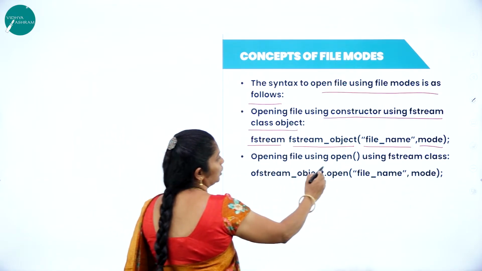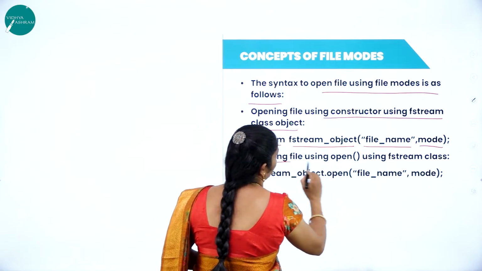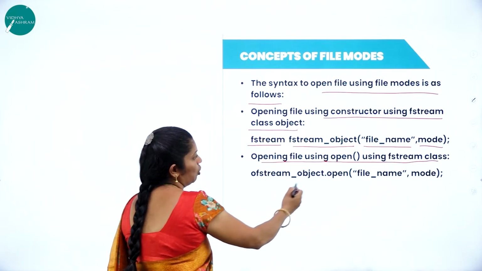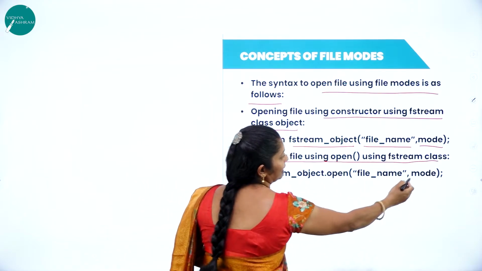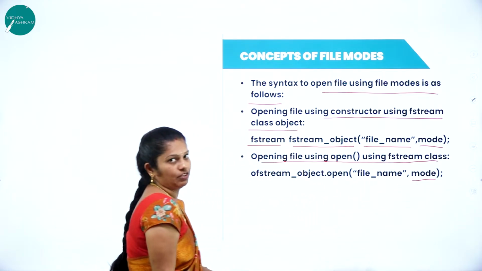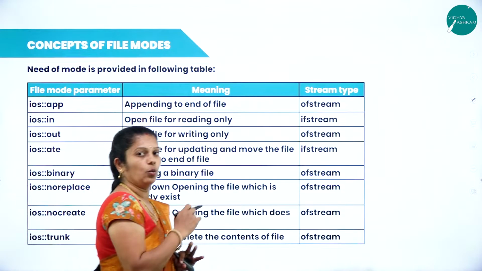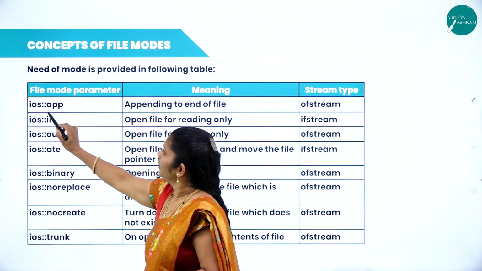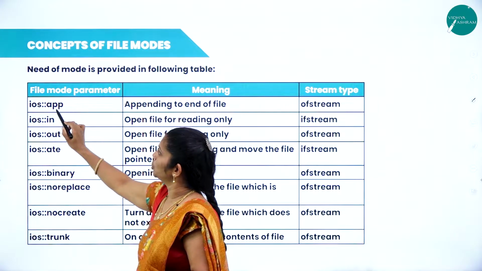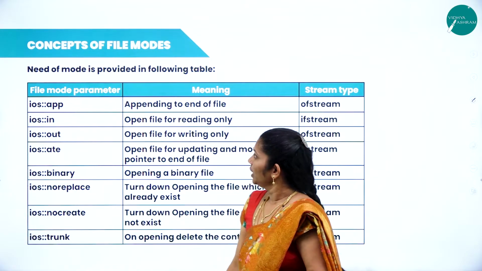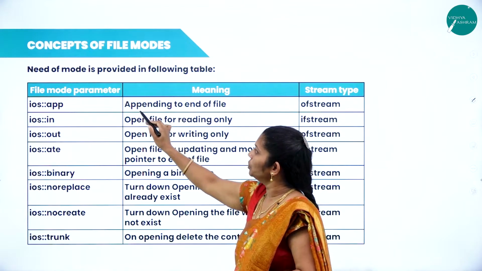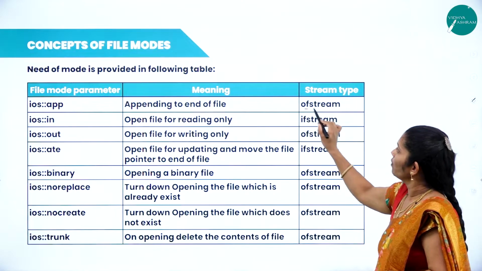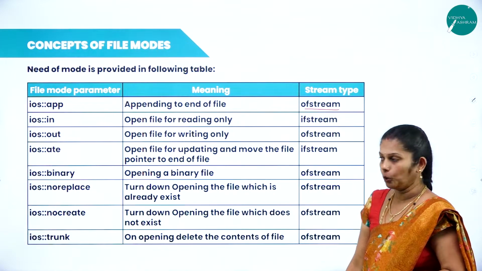Then, opening a file using the open function method. If I want to open a file by using the open function method, then ofstream object dot open, then file name. There you have to mention the mode. For which mode, we'll explain now one by one. Here in file modes, for example, ios scope resolution operator app. This is mainly used for appending to the end of the file. Here we are using the ofstream type.